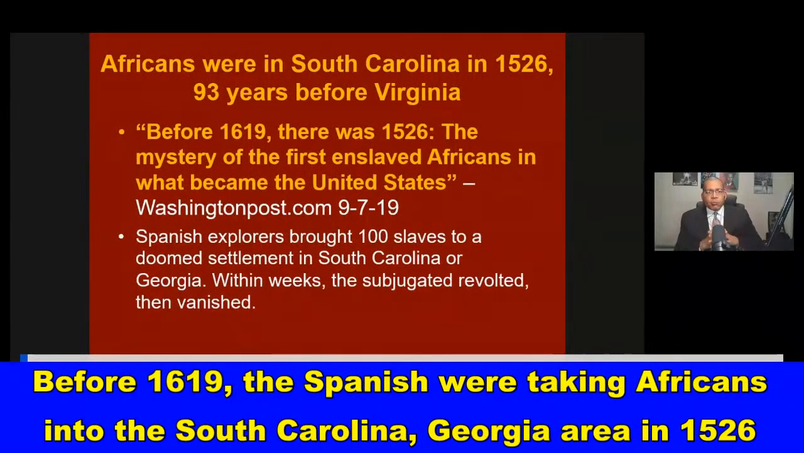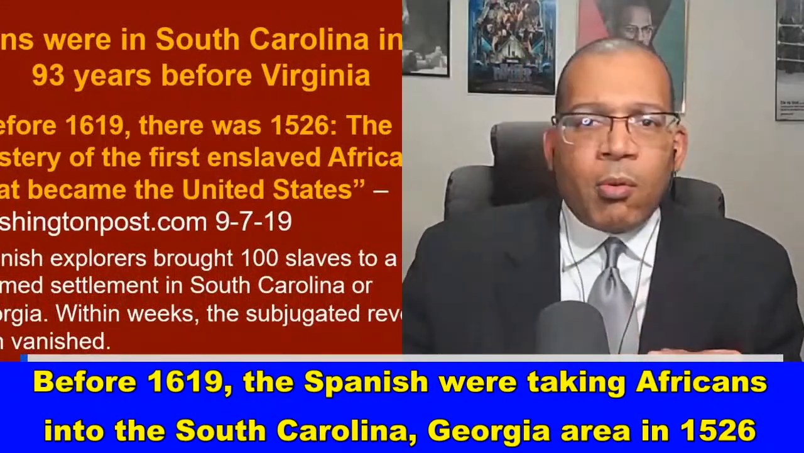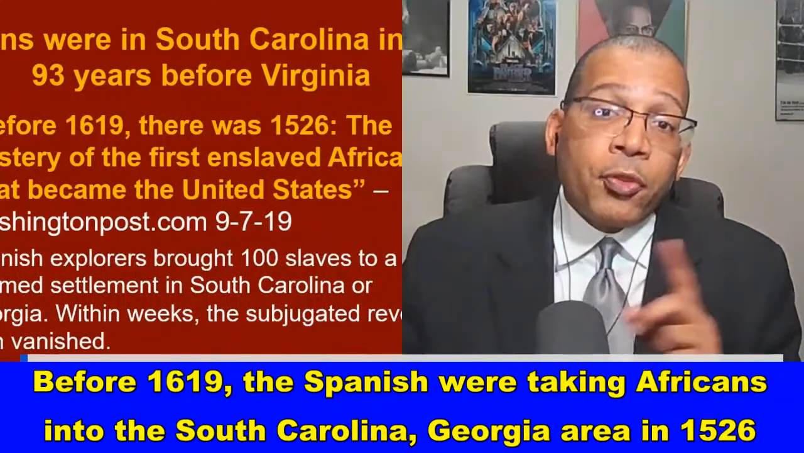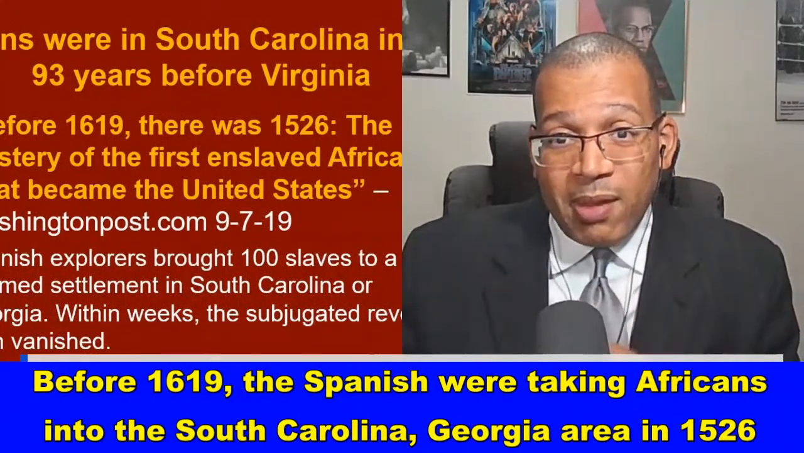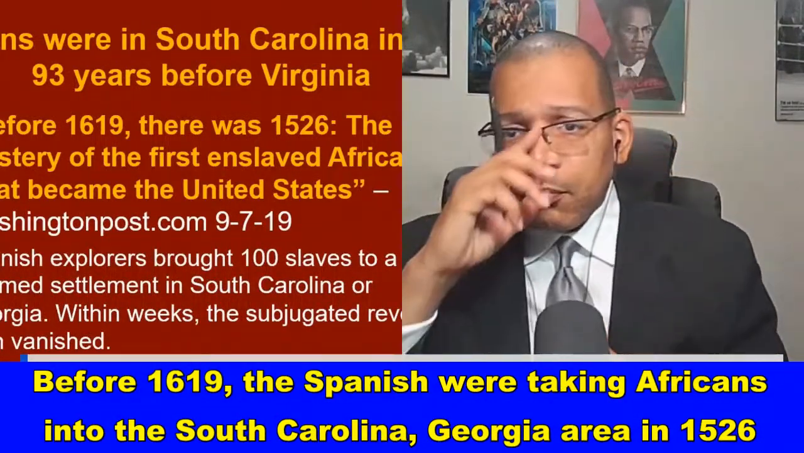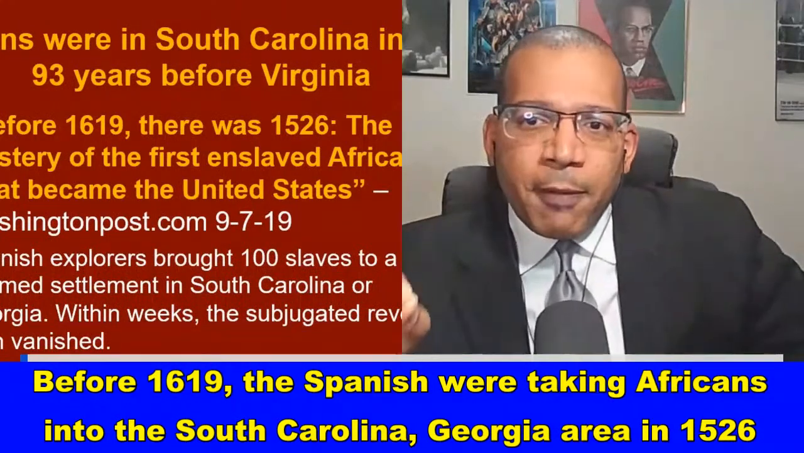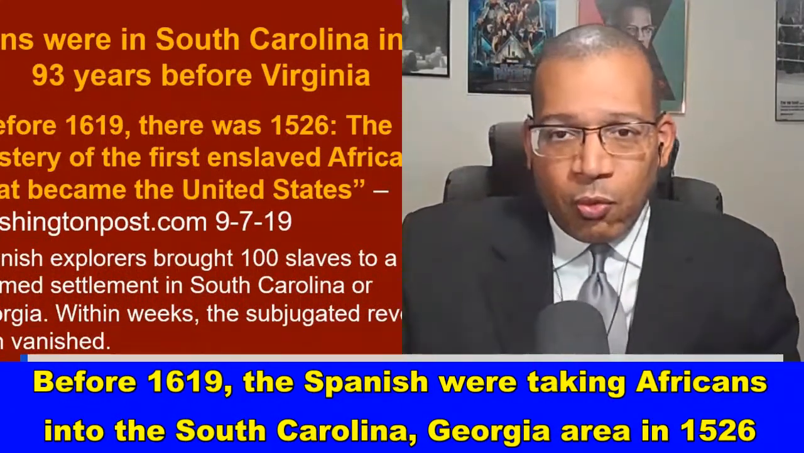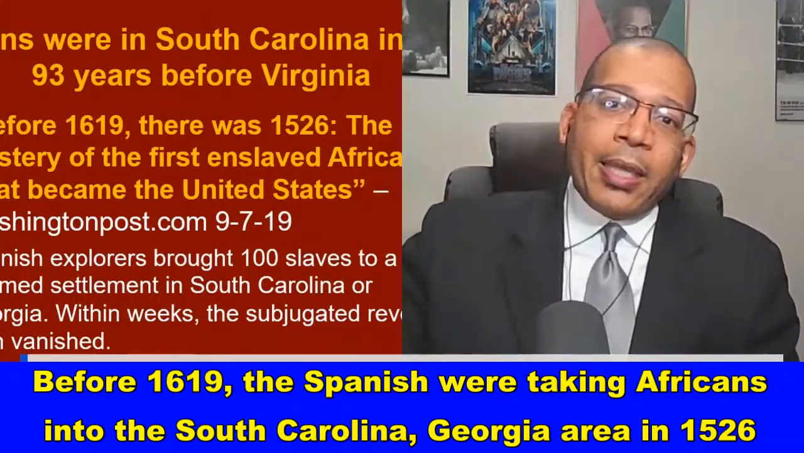Spanish explorers brought 100 African slaves to a doomed settlement in South Carolina or Georgia. Within weeks, the subjugated revolted, then vanished. Maybe that's why they don't want us to know about 1526, because those Africans overthrew their oppressors. So maybe that's why that's not talked about a lot. But that's 93 years before Jamestown, Virginia.